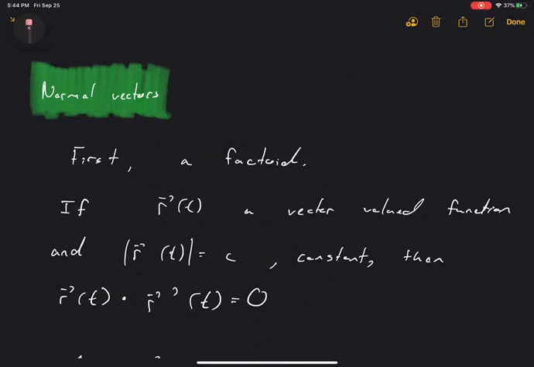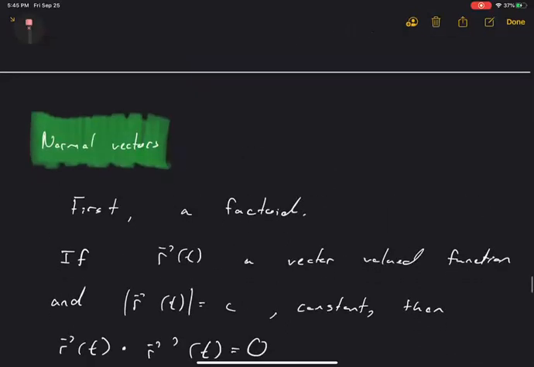So let's say we have a vector valued function r of t, and let's say the magnitude of r of t never changes. It's constant, so the magnitude of r of t equals c. What would that look like? Something like a circle.